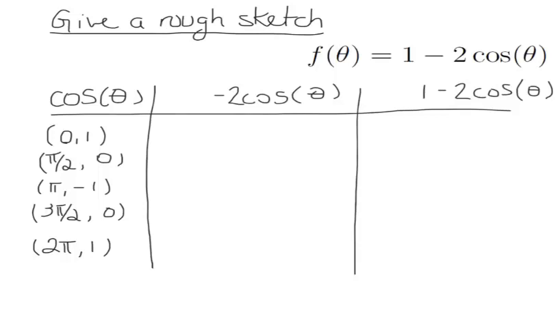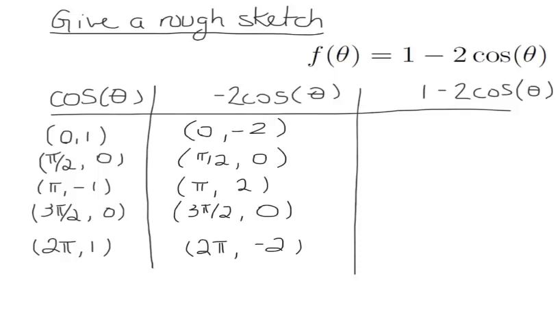Well, this negative 2 represents a stretch in the y direction by a factor of 2, and then a reflection. And what we're going to do to accomplish both of those transformations is multiply our y values by negative 2. Multiplying our y values by negative 2 is going to give us the following points: 0, negative 2; pi by 2, 0; pi, 2; 3 pi by 2, 0; and 2 pi, negative 2.